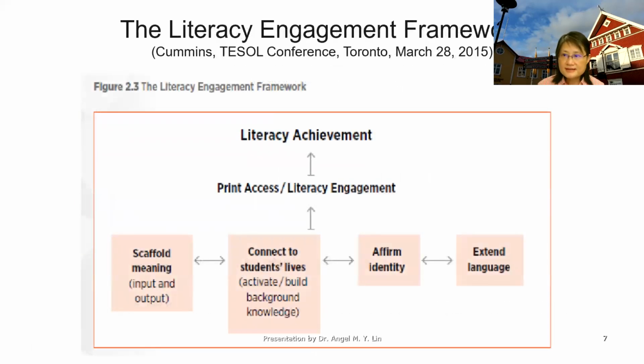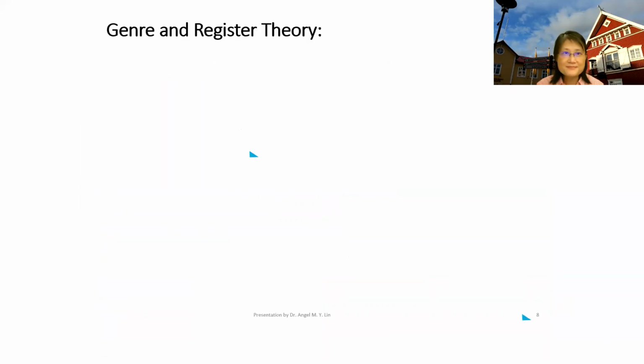So this is a simple diagram. Literacy, meaning how we can help students to achieve biliteracy. There's Chinese literacy, English literacy, and we scaffold meaning, we connect to students' familiar knowledge and familiar everyday life, and we affirm students' bilingual identities. That is, it's not just monolingual, but bilingual and multilingual identities. And that way, we expand and extend their language competencies.